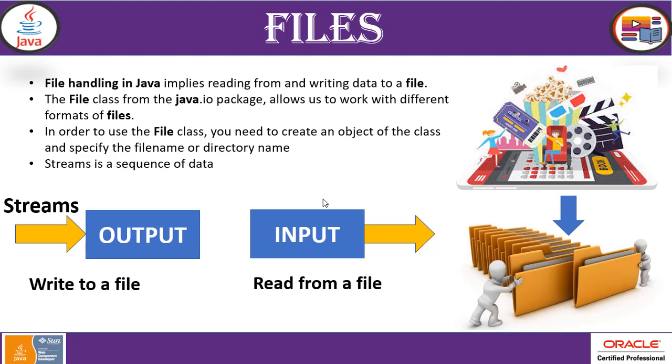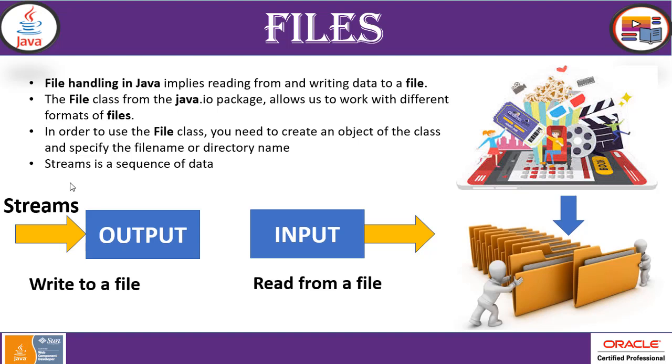Now once the file is created, we need to understand that when we perform any operation on a file, like reading or writing, the data is in the form of streams, which is nothing but a sequence of data. There are two modes, output mode and input mode. In the case of output mode, the stream is writing to a file, and in input mode, we are going to read the content from a file.